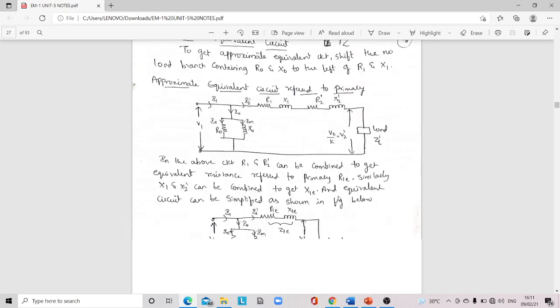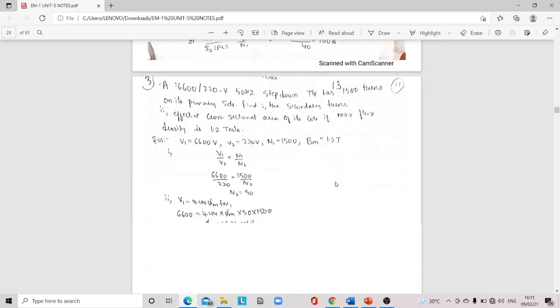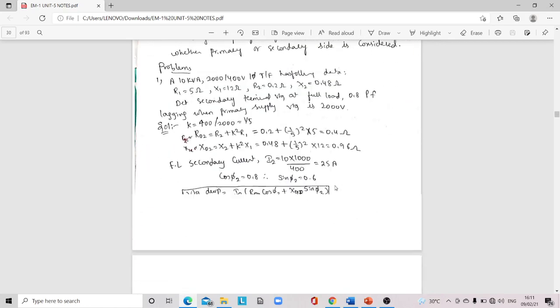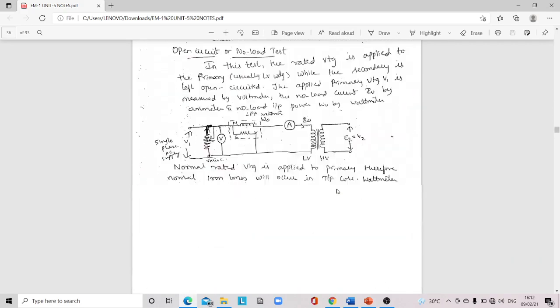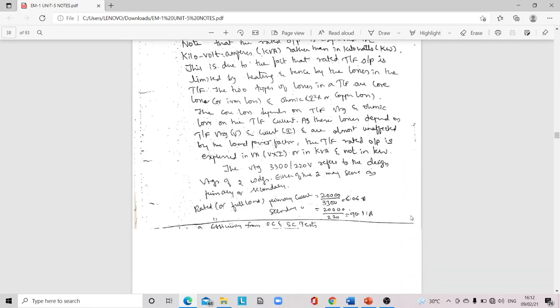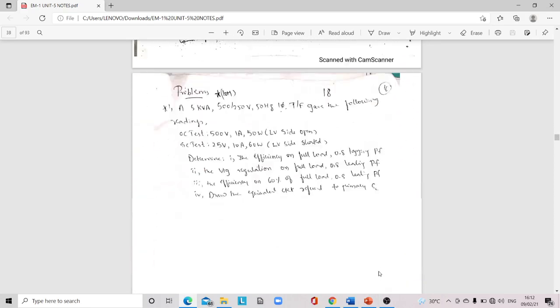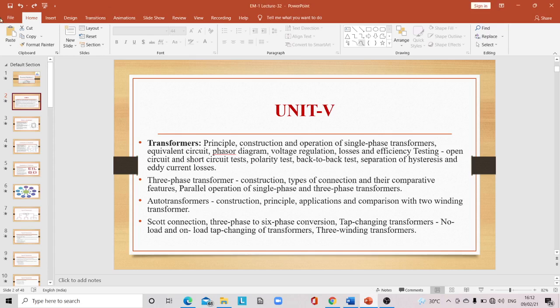If you have any doubts, you can ask me in phasor diagrams, equivalent circuit, numericals. All of you practice these numericals. Losses we have seen, condition for maximum efficiency, OCSC test, polarity, Sumpner's test, separation of iron losses, that is hysteresis and eddy current losses.